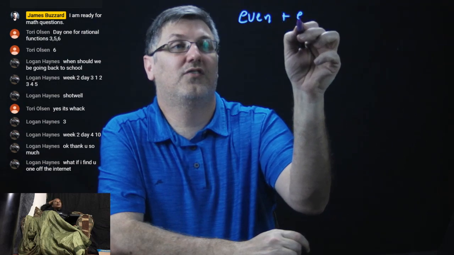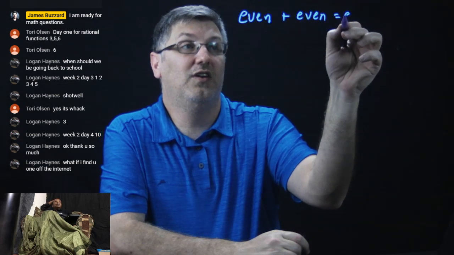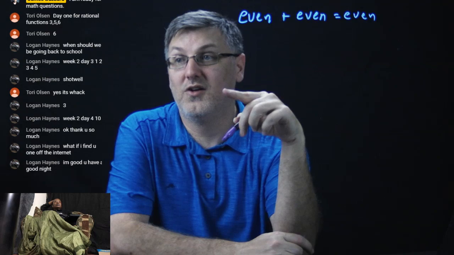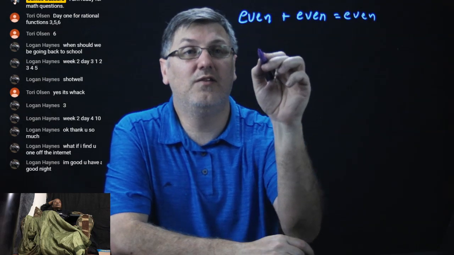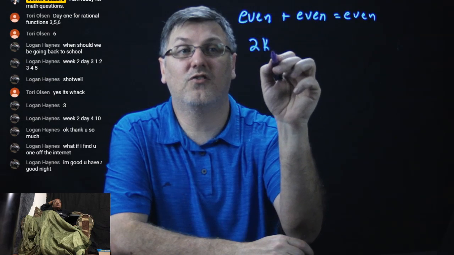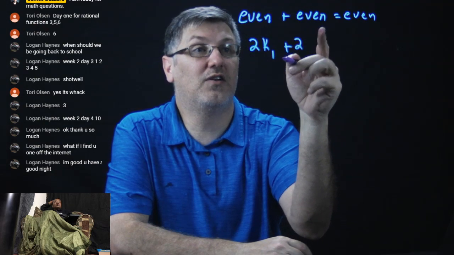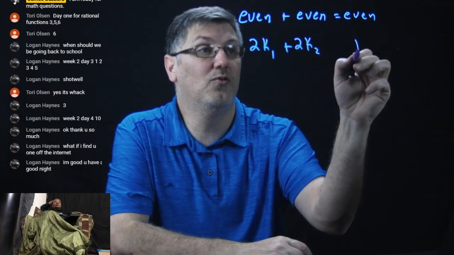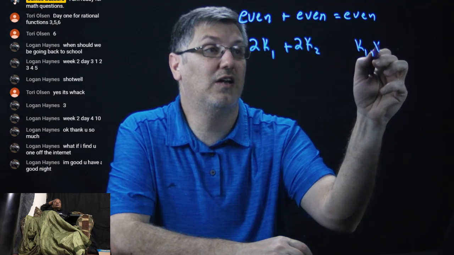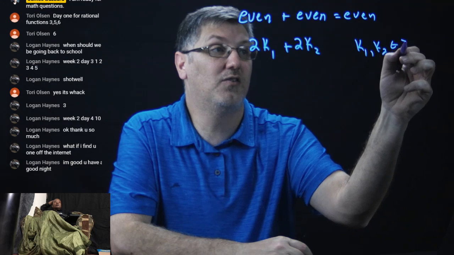So, even plus an even is an even. But why? Well, the formula for an even is 2 times some integer, and we're going to call this k sub 1 for an integer. I'm going to add it to a different even, which would be 2k sub 2, where k sub 1 and k sub 2 are elements of the integers.